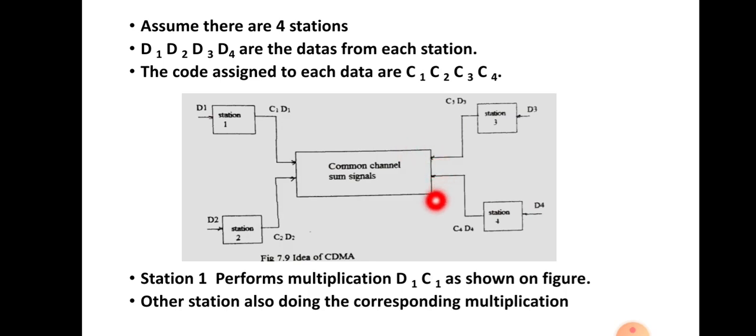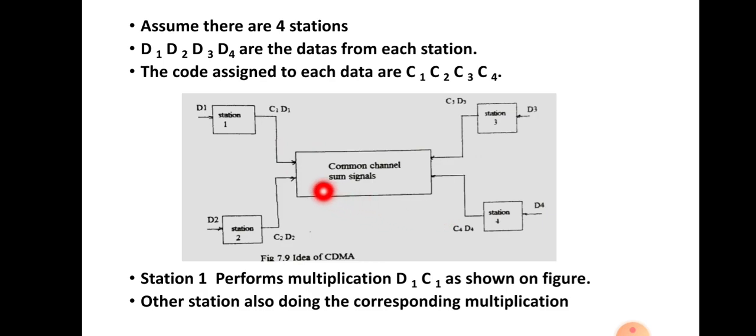The channel is a common channel, and in the channel all these signals will be summed because all are utilizing the same channel. So at the channel all these signals will be summed, and we will get the sum signal. Let us assume that all the signals will be present at the channel, because all are sharing the same channel.